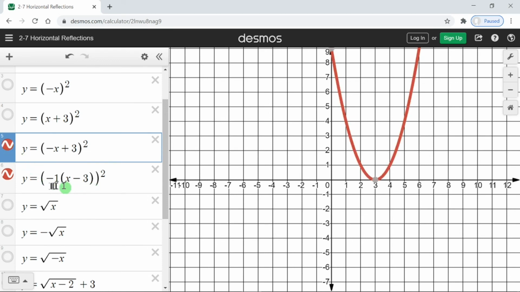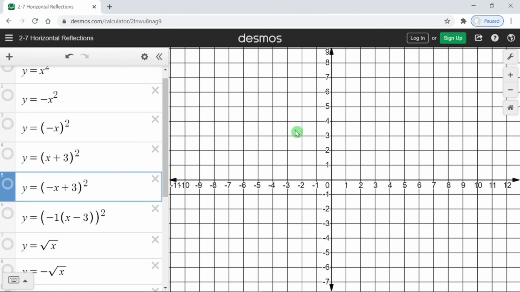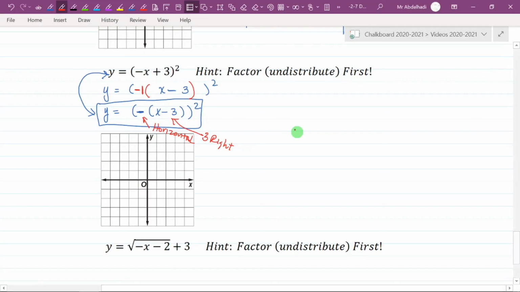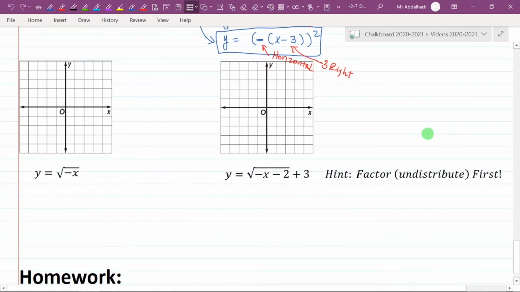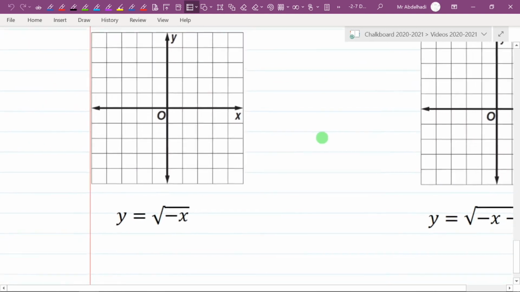But in this version of the function where you factor out the -1, you can see that it's 3 to the right, not 3 to the left. Whereas if you only looked at it right now in this state, you'd think it was 3 to the left. It's actually the opposite, okay? A little tricky, but I'm sure you can handle it. Okay, let's go back to the chalkboard here. Let's take a look at this one here.